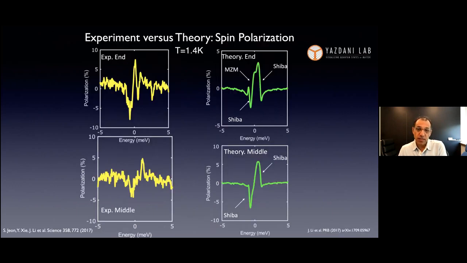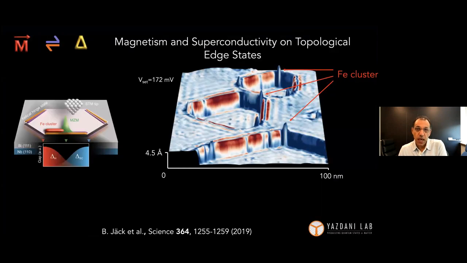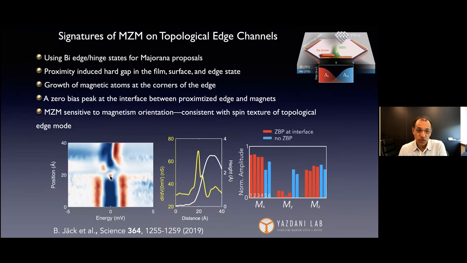So this is something that can be used as a diagnostic tool. We use this in the atomic chain experiments, and more recently, where we looked at the topological edge states of bismuth, where we induce superconductivity with the substrate and magnetism with iron clusters, where we also detected signatures of zero modes at the interface between this magnetic and superconducting gap region. This is the Fu and Kane proposal.